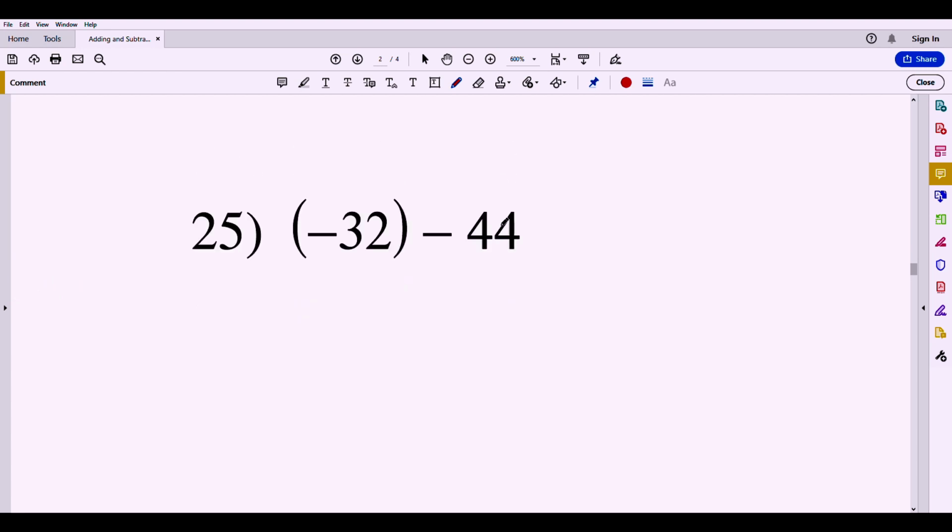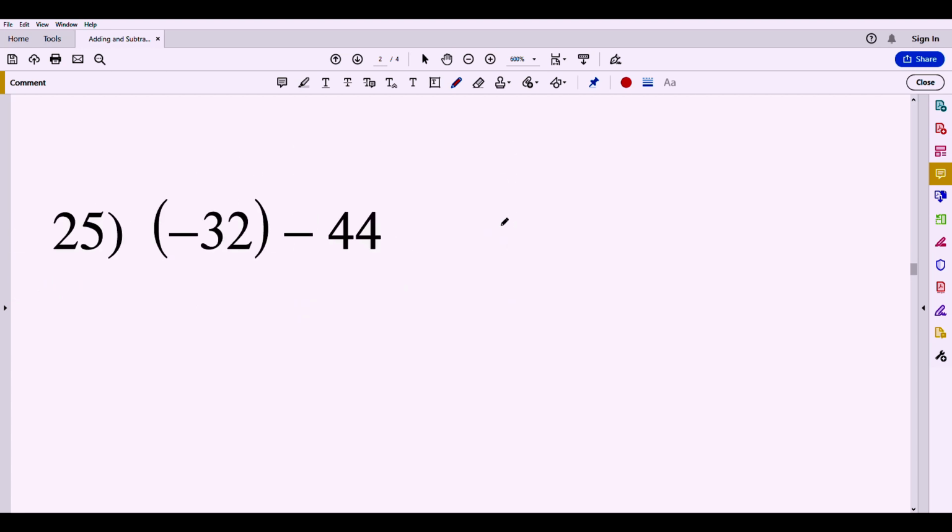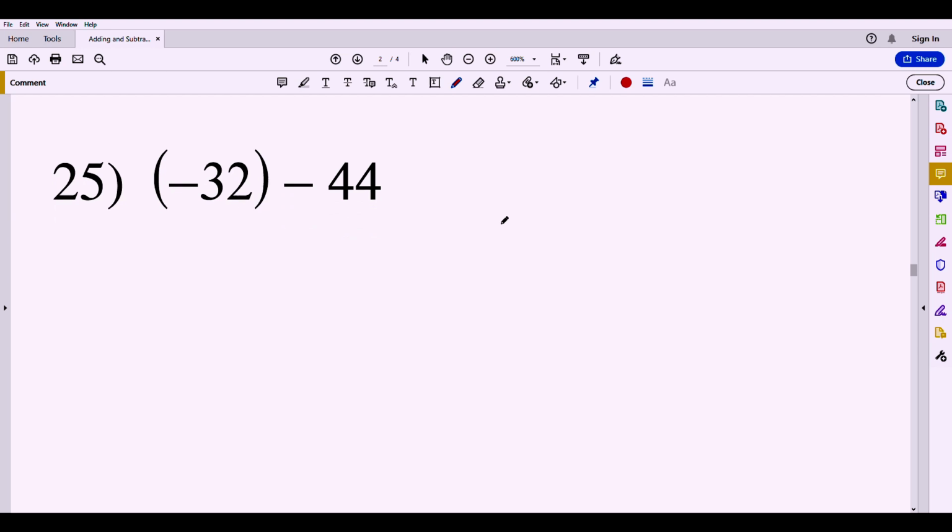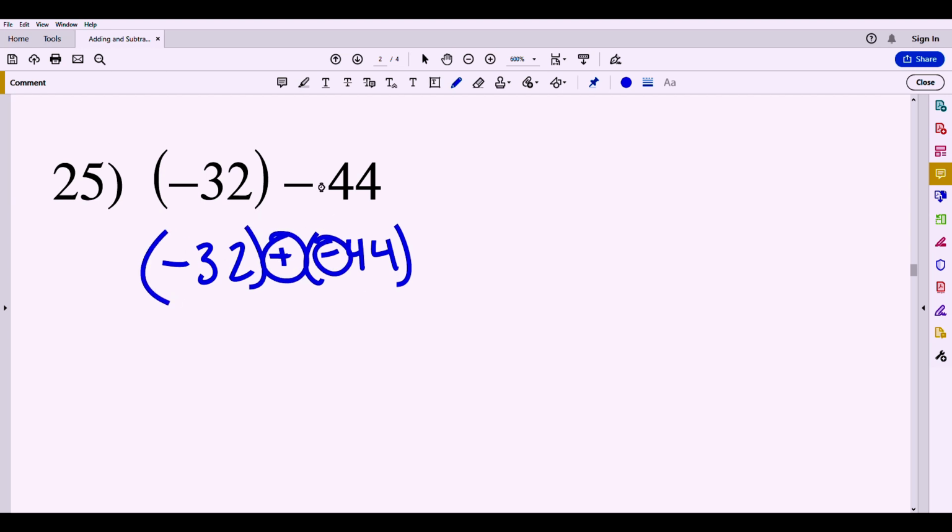In number 25, we have negative 32, and we're going further into the negatives because we're subtracting a positive 44. We could also think about this, if we wanted to, as negative 32 plus a negative 44, because adding a negative is the same as subtracting a positive. Negative 32 plus negative 44, we're adding two negatives together, so we know we're going further into the negatives. That's going to be a negative 76.